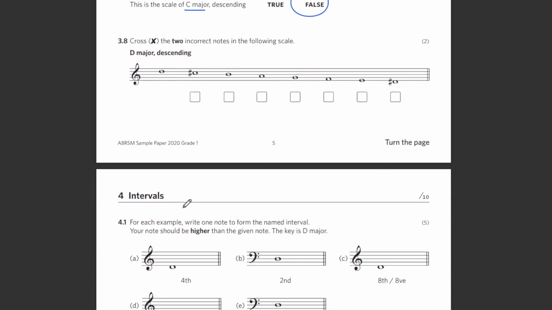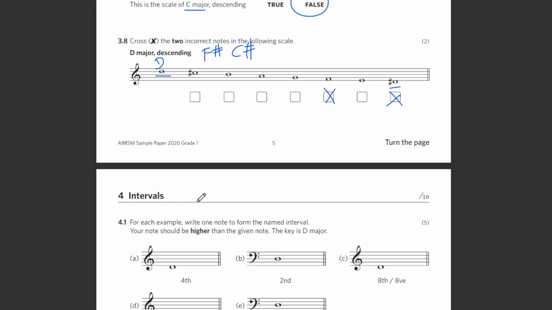3.8. So cross the 2 incorrect notes in the following scale. So this is D major descending. So D major, you have F sharp and C sharp. So let's first start off by checking the first and the last note. They should be D. So this is D, but this D sharp is wrong. Next, I need F sharp and C sharp. So this is C sharp, this is correct. But F, there's no sharp, so this is wrong. So these are the 2 incorrect notes of the D major descending scale.